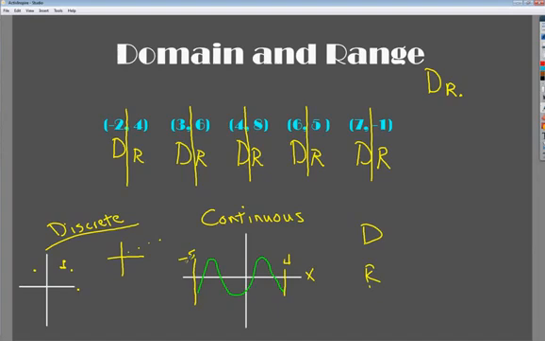So my domain value would be anywhere from negative 5, and of course that's x, all the way up to 4. My range value would be from here, which we'll say is negative 2, all the way up here, which we'll say is positive 3. So my range value would be negative 2, all the way up to 3 on the y.